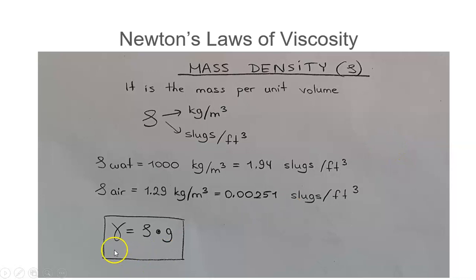So what you will notice here is that specific weight is given as mass density multiplied by acceleration due to gravity. The specific weight of a substance is equal to the mass density of that substance multiplied by the acceleration due to gravity. And that's what this particular equation represents.